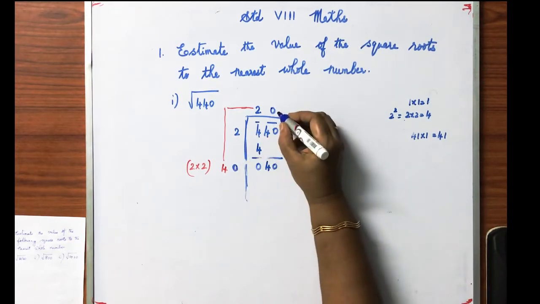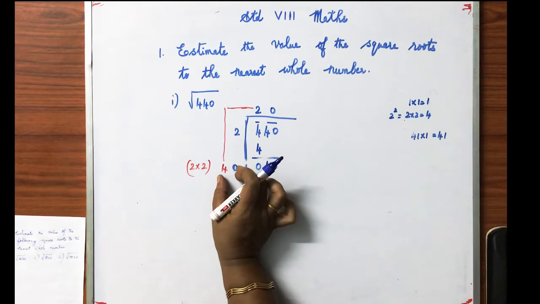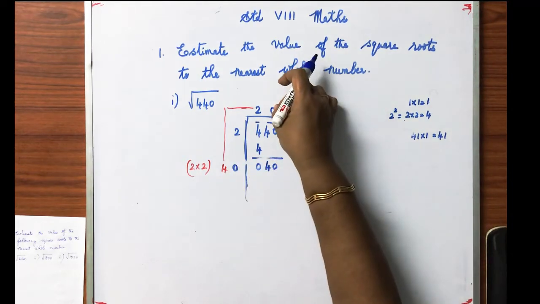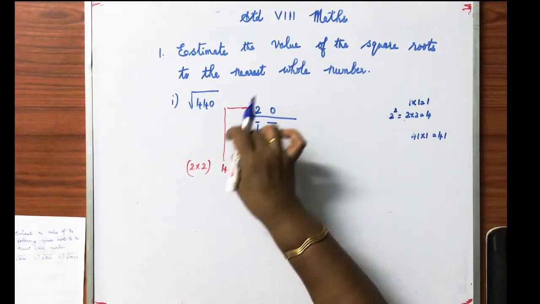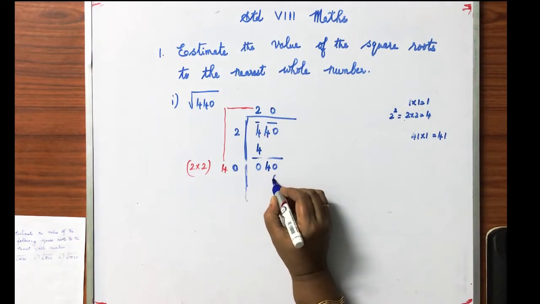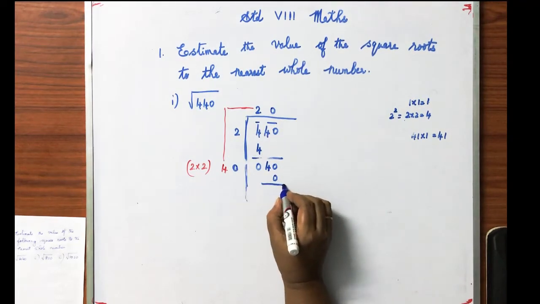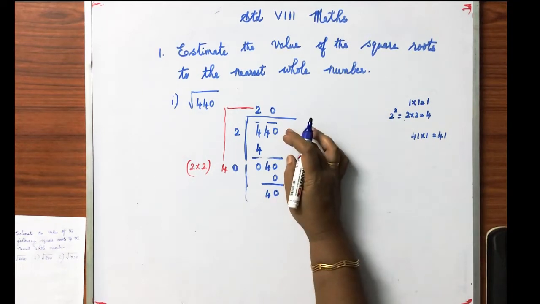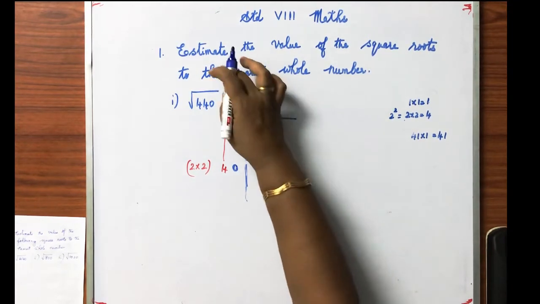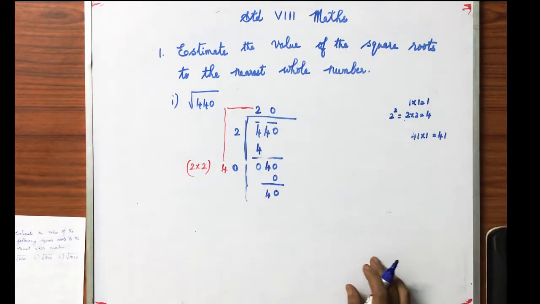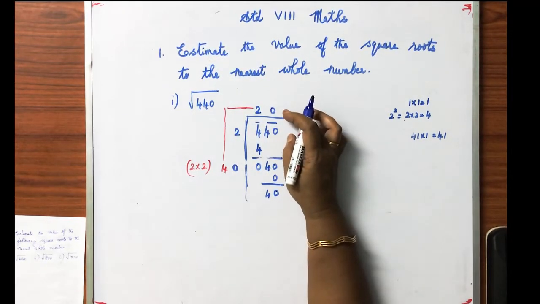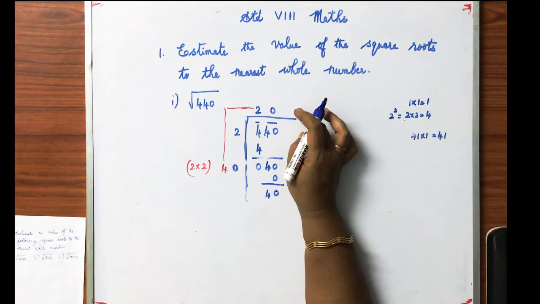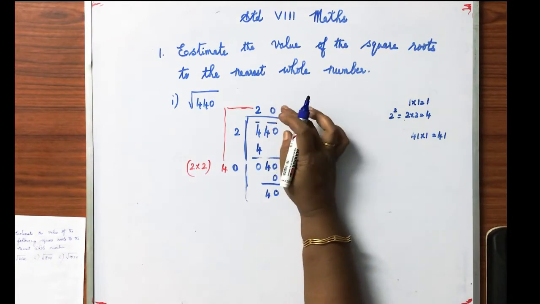So now 40 into 0: we should multiply this divisor 40 into quotient 0, not with 2. So 40 into 0 is 0. Now subtract, so 0, 4. Now after this we don't have numbers, but here we should estimate, that is, round off. So after this number, we have to find out the decimal part. Only then can we round off the number.